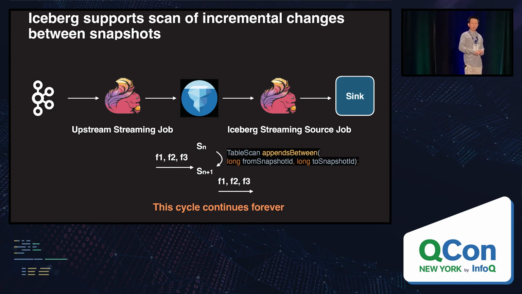So Iceberg provides this incremental scan API to discover the new data files appended between two snapshots. This is called the incremental scan. Then the Iceberg source will discover the new files, and the readers will read the records from those data files and emit them to the downstream operators. For a streaming job, this cycle continues forever because a streaming job, by definition, never finishes. It runs forever. So this split discovery cycle continues forever.